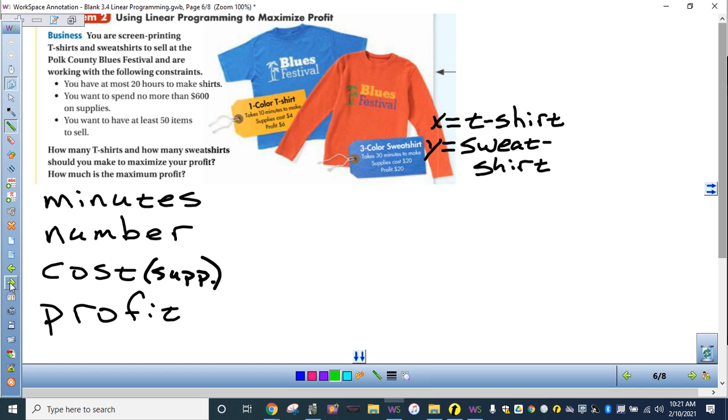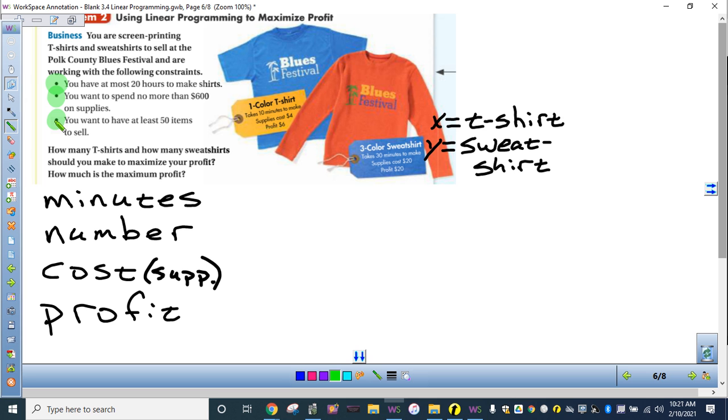Okay, so we got t-shirts and sweatshirts. I will always identify your X and Y because, oh my God, if you get the X and Y wrong, you have no idea the problems you get into. So I will identify them for you just so we're all on the same page. So X is t-shirts, Y is sweatshirts. Okay, and I'm just going to read this thing. You are screen printing t-shirts and sweatshirts to sell at the Polk County Blues Festival and are working with the following constraints. So when it says working with the following constraints, we are going to use these 3 little bullet points there. We're going to make one equation per bullet point.